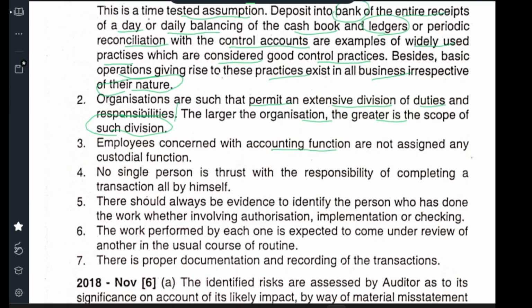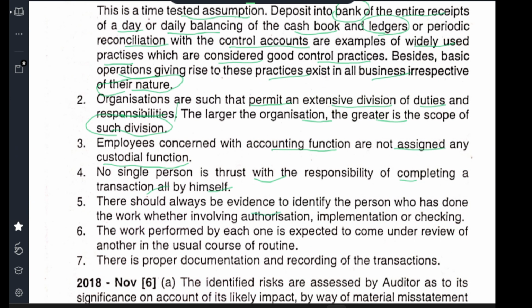Employees concerned in accounting functions are not assigned any custodial function. So the bookkeeper can't control the stock. The cash receiver can't control the cash book. Both should not be there. The salesperson can't control the cash. We should have control in such a way. No single person is trusted with the responsibility of completing transactions themselves. Two-level authentication is to be there. That is what has been said.